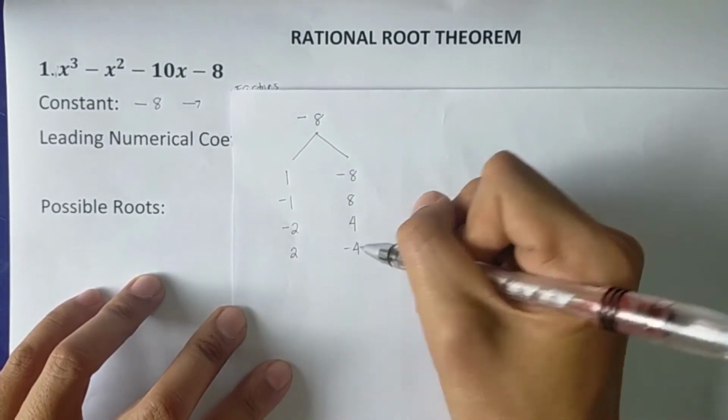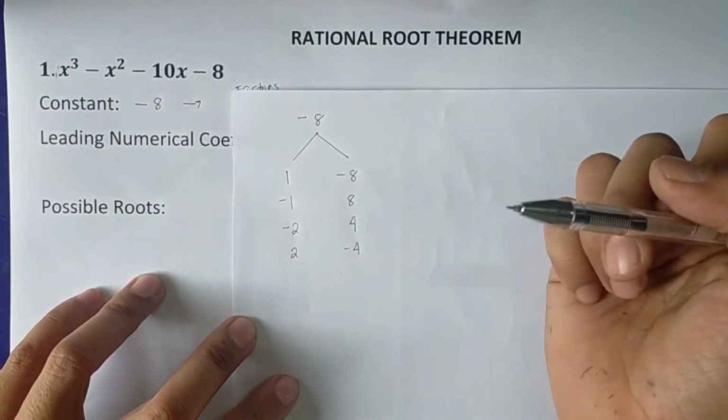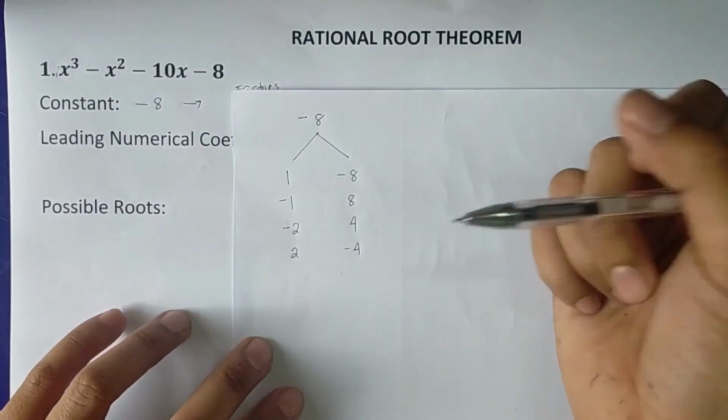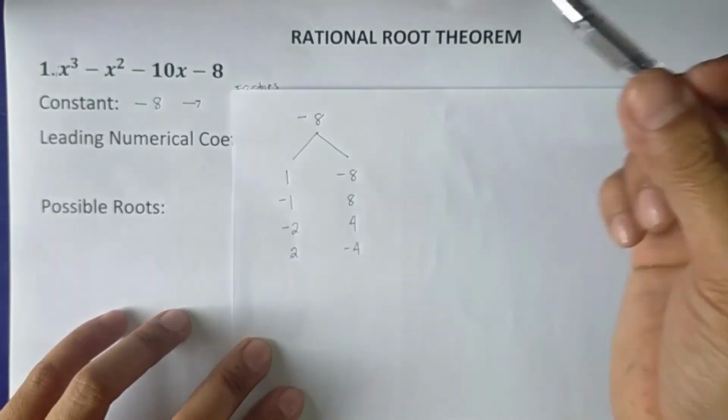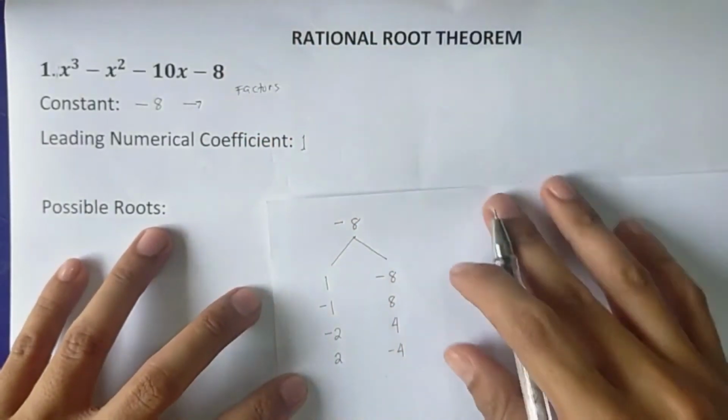2 times negative 4. These are the numbers. When you multiply, it is equal to negative 8. We call these factors. Okay, so the factors are, we'll just write it this way.